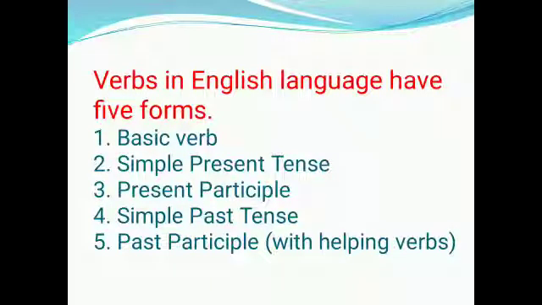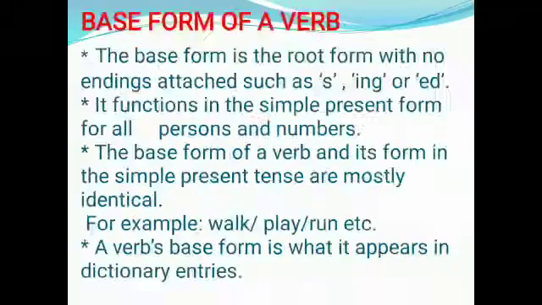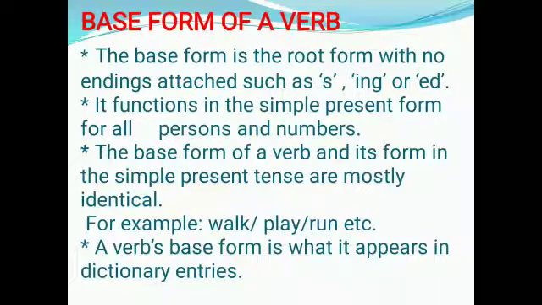Verbs in the English language have 5 forms. They are basic verb, simple present tense, present participle, simple past tense, and past participle with helping verbs. The base form is the root form with no endings attached such as s, ing or ed. It functions in the simple present form for all persons and numbers. The base form of a verb and its form in the simple present tense are mostly identical. For example, walk, play, run, etc. A verb's base form is what appears in dictionary entries.